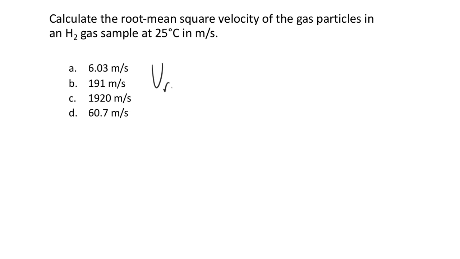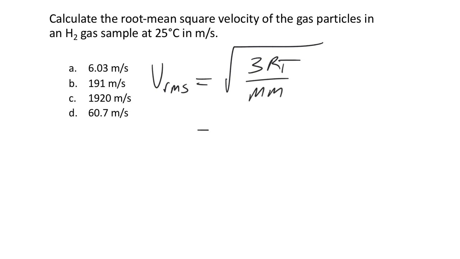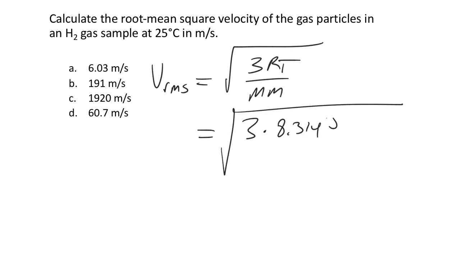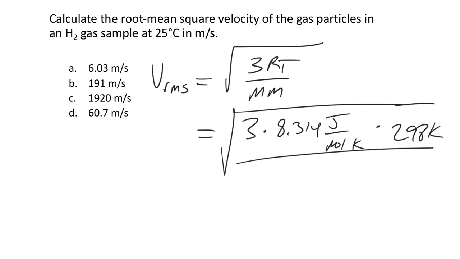So our VRMS equation is the square root of 3RT divided by molar mass. And let's think about what we want our units to be in here. So we're going to take the square root of 3 times R times temperature, which of course is going to go to Kelvin, so that's 298 Kelvin. And now, what unit do you think we want our molar mass in? Well, let's just look at the joule again. The joule is a kilogram meter squared per second squared. I want the molar mass in kilograms per mole, so I have to plug the molar mass in units of kilograms per mole.